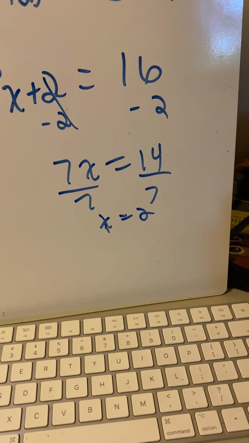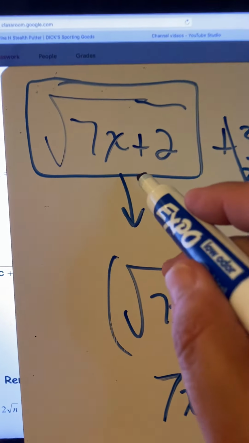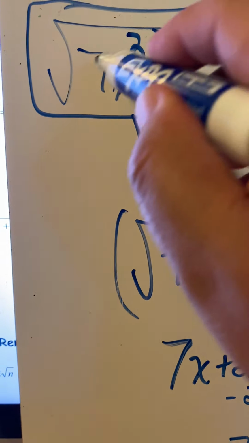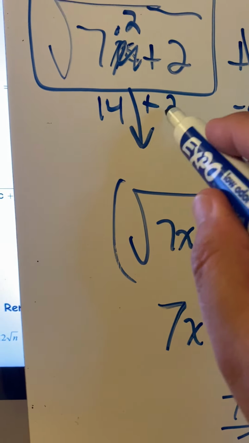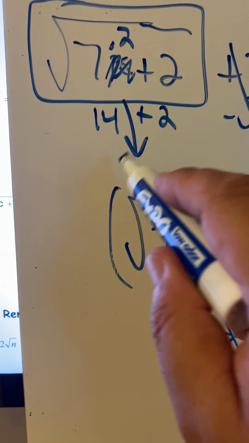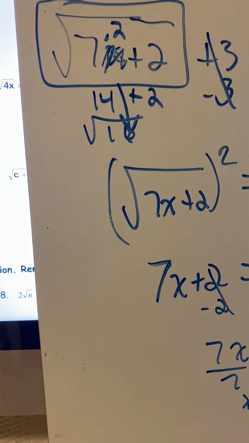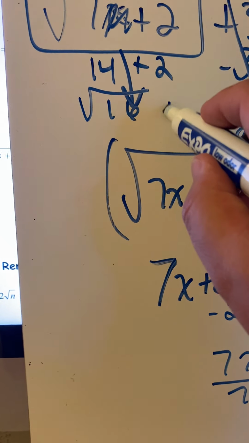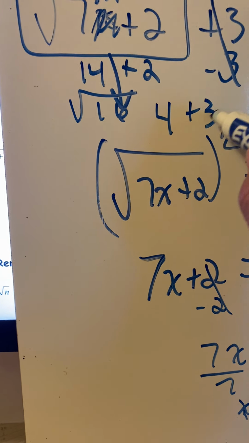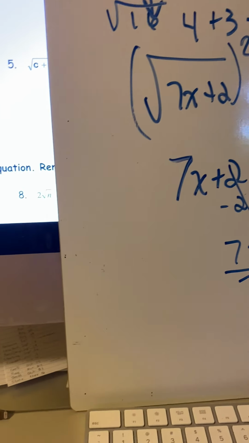Simple, simple, simple. But let's make sure that we're correct. Let's go back up to the original. Okay? Change the x into a 2. What's 7 times 2? It's 14 plus 2. What's 14 plus 2? 16. What's the square root of 16? You better not have said 8. Yes, it's 4. The square root of 16 is 4. Plus 3, does it equal 7? Winner, winner, chicken dinner. All right?